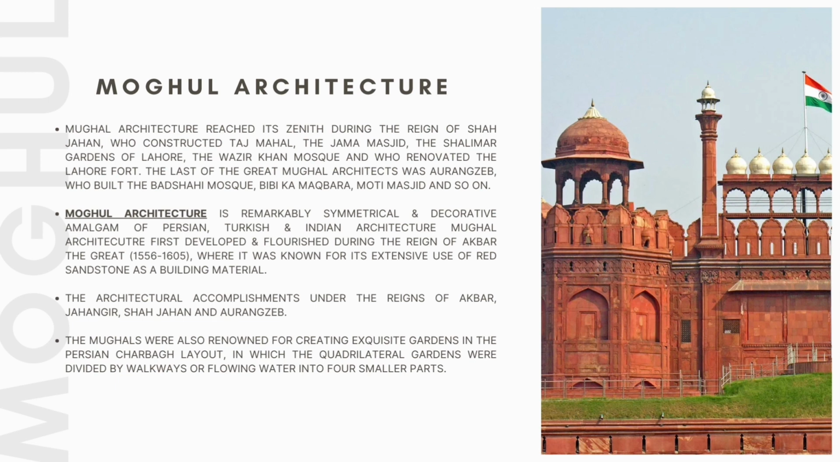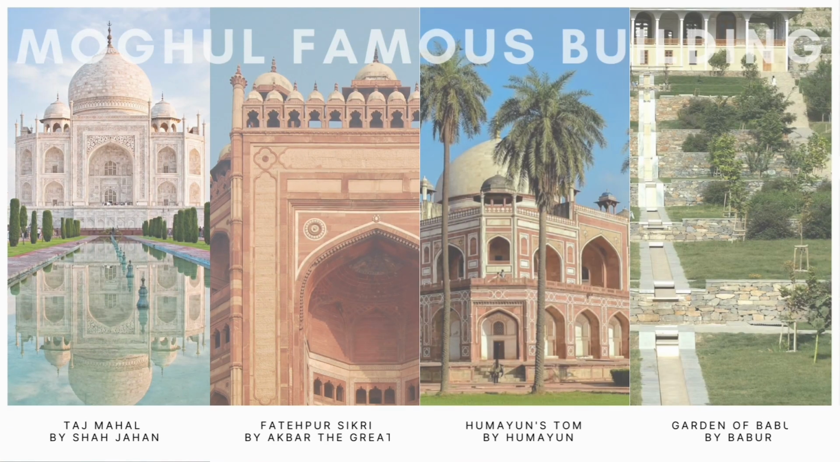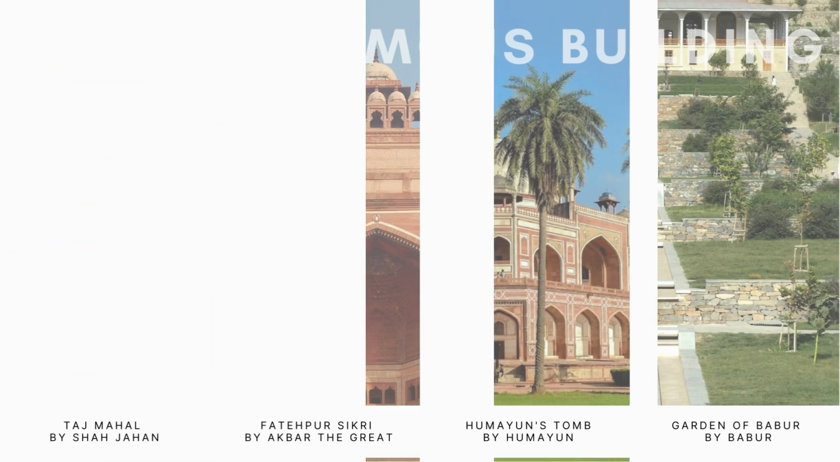The last of the great Mughal architects was Aurangzeb, who built the Badshahi Mosque, Bibi Ka Maqbara, Moti Masjid, and so on. Mughal famous buildings by their empire. The first one, Taj Mahal by Shah Jahan, Fatehpur Sikri by Akbar the Great, Humayun's Tomb by Humayun, and the last one, Garden of Babur by Babur.